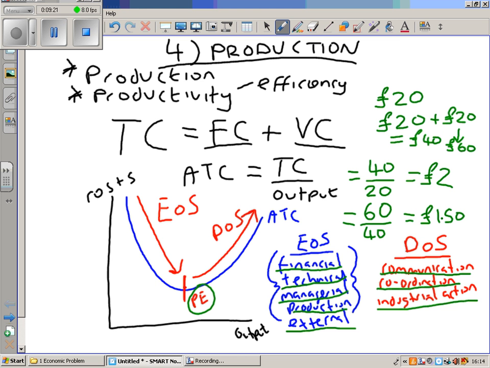That might mean that you've got additional costs of dealing with that strike, getting those people back to work, hiring temporary staff while those people aren't working for you, all very, very costly things. And that is topic 4.